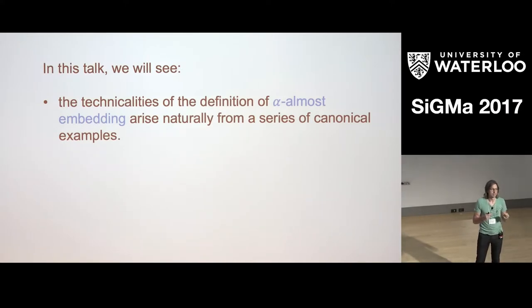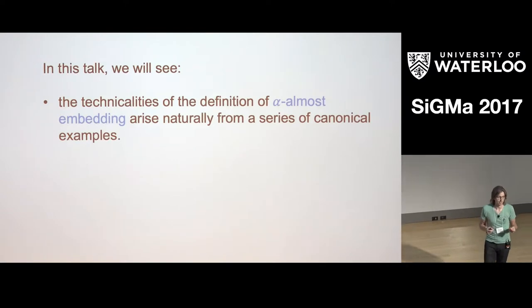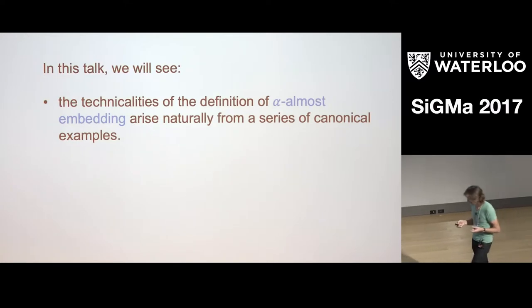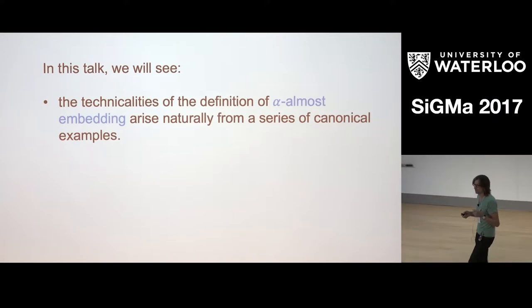So what I want to start off by doing today is just going over where those technicalities come from. What are the examples that force the definitions to be what they are? And then from that point, it should be fairly natural to state what the graph minor structure theorem is. As I said, it's somewhat technical, so that'll take a good chunk of my time today.